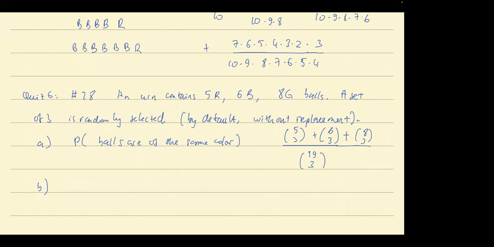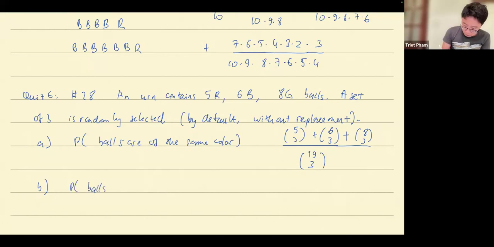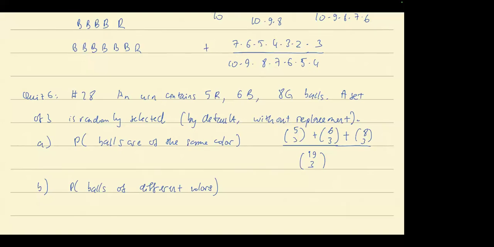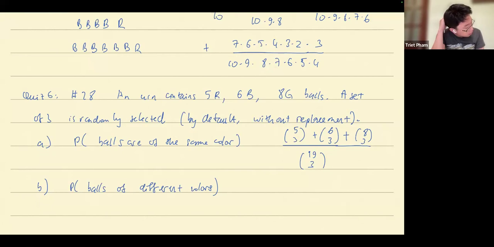B, probability the balls are from different colors. What's the probability? Is this asking that each individual ball is different, or can 2 of the balls have the same color and one of them is different? You're right, that's a good question. I think the interpretation is each individual ball is different. Okay, thank you.